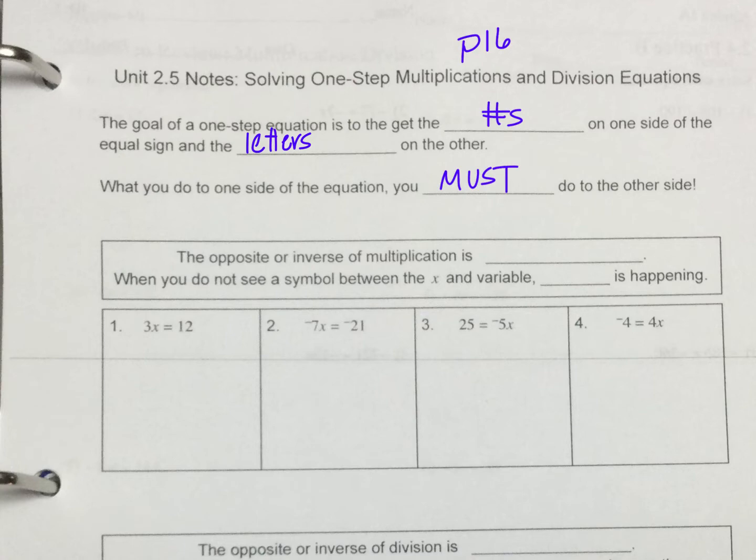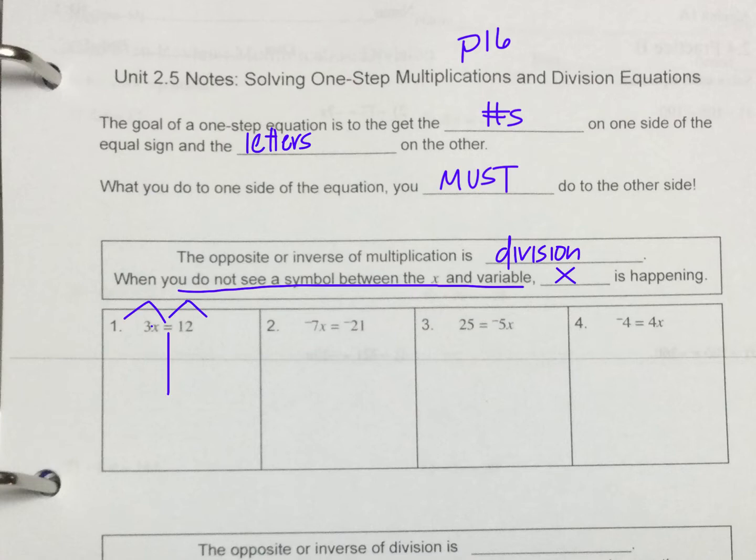So first we're going to look at multiplication problems. The opposite or inverse of multiplication is division. And when you do not see a symbol between a number and a variable, like in number 1, 3x, it doesn't have a symbol between it, multiplication is happening. So I'm going to put a little dot there because when I see it together, I know it's being multiplied.